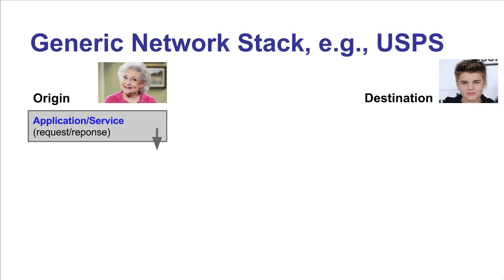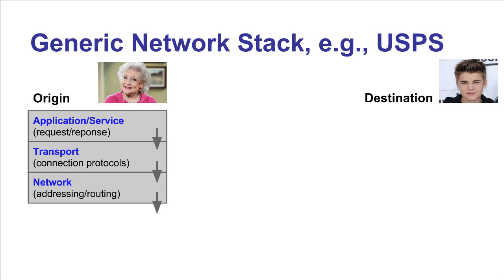She starts the process in the application layer by writing a letter. She signs it to verify that it really is from her. Then in the transport layer, she places the letter in an envelope. In the network layer, she addresses the envelope and attaches a stamp. Finally, in the data link layer, she puts the envelope in a mailbox for pickup.